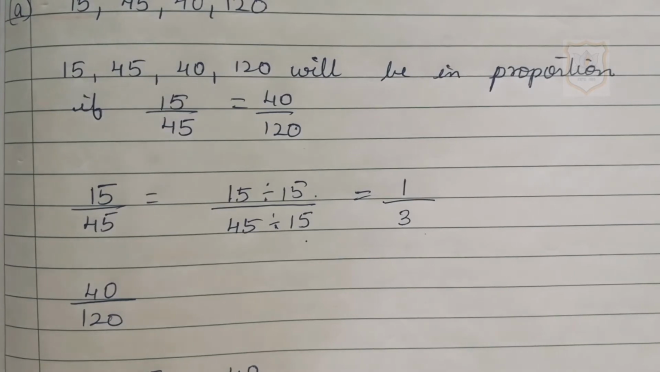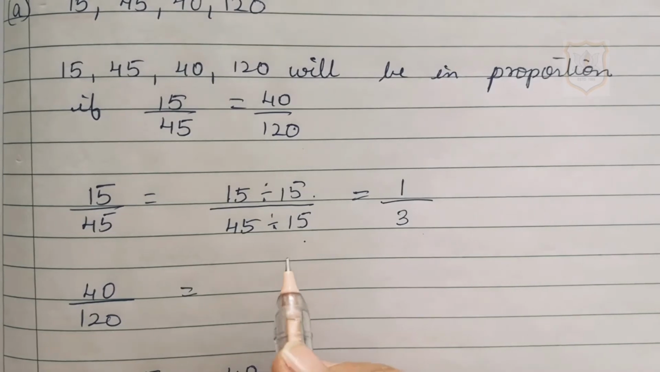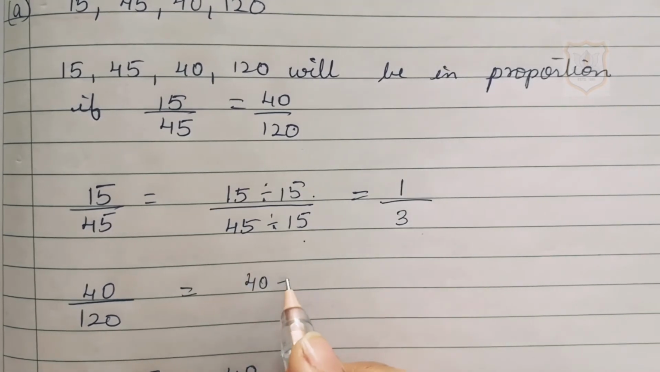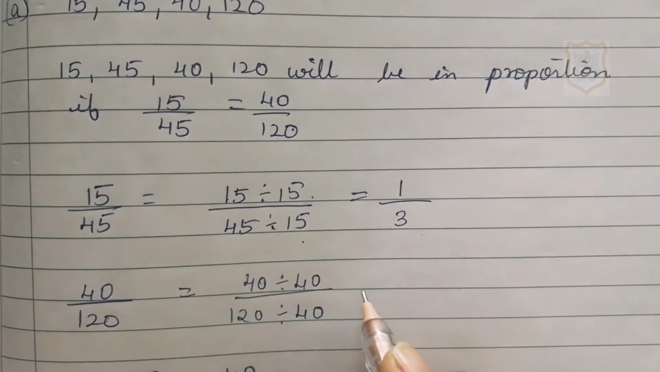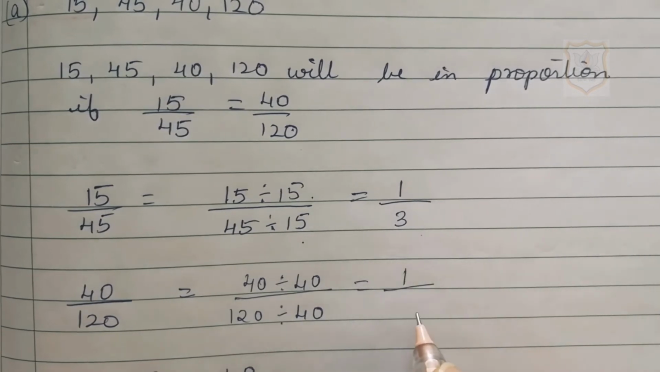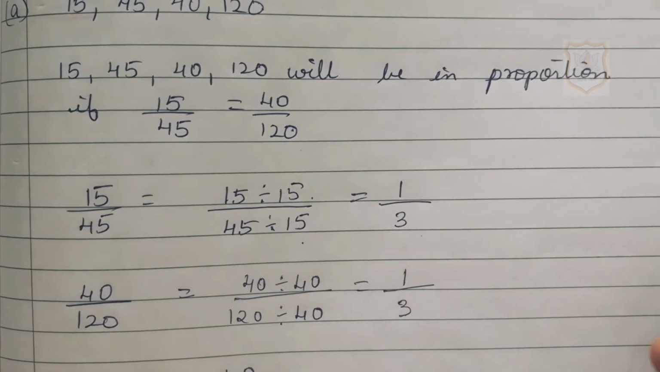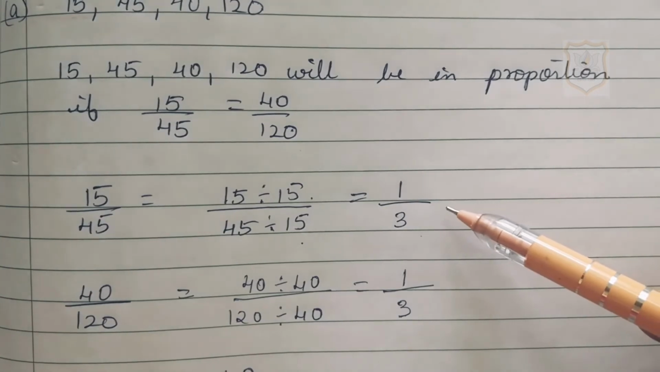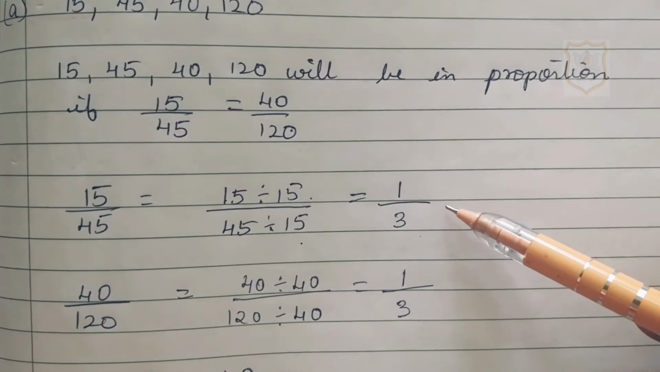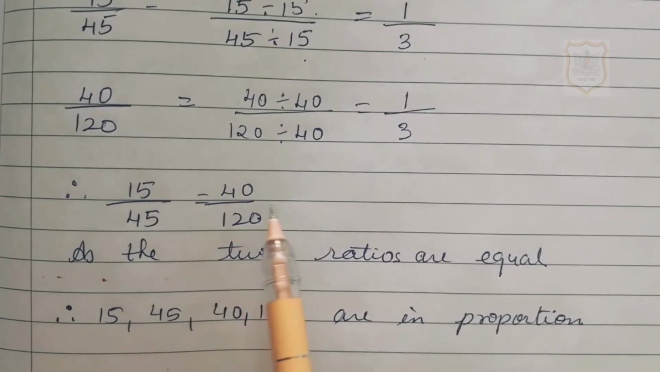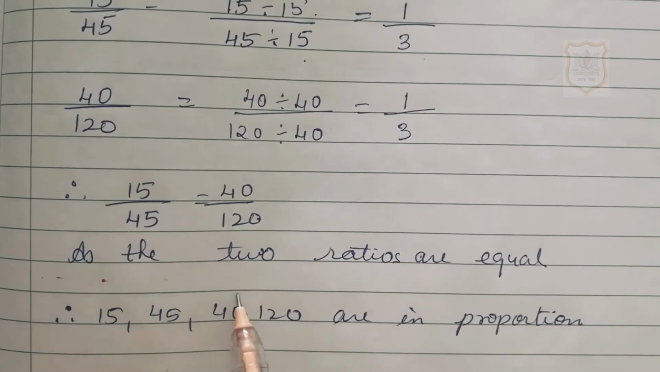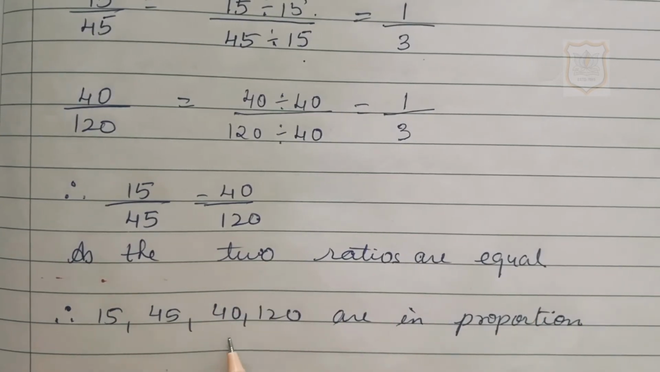Now next we have to find out the simplest form of 40 upon 120. So we will divide numerator and denominator by 40: 40 divided by 40 upon 120 divided by 40. 40 divided by 40 is 1 and 120 divided by 40 is 3. So now we can see the simplest form of both these fractions is the same, that is 1 by 3. So we can say that 15 upon 45 is equal to 40 upon 120. As the two ratios are equal, therefore 15, 45, 40, 120 are in proportion.